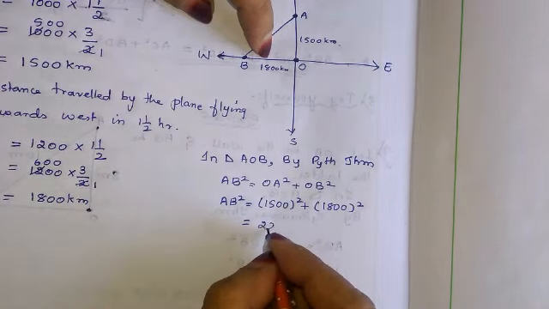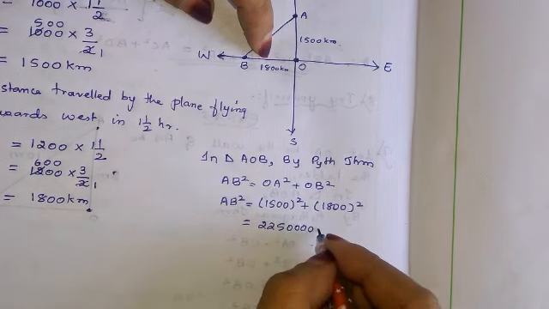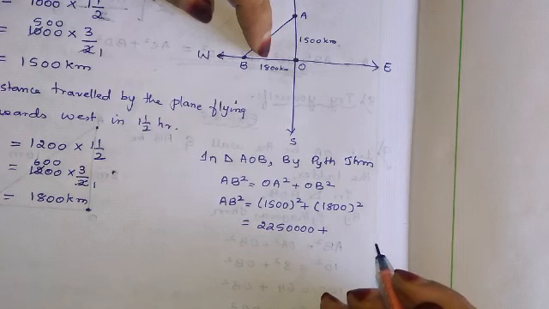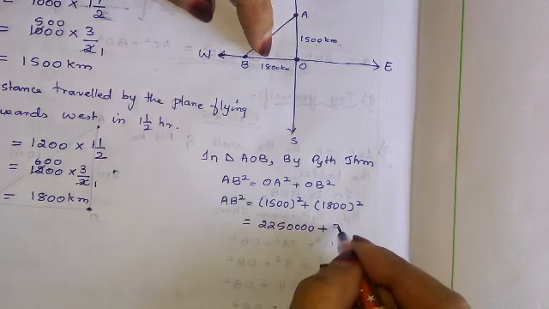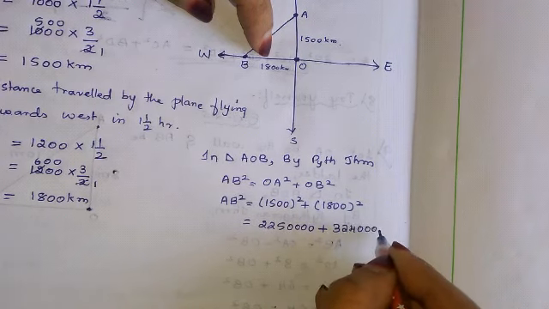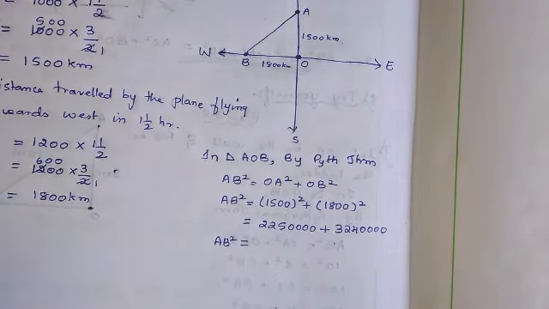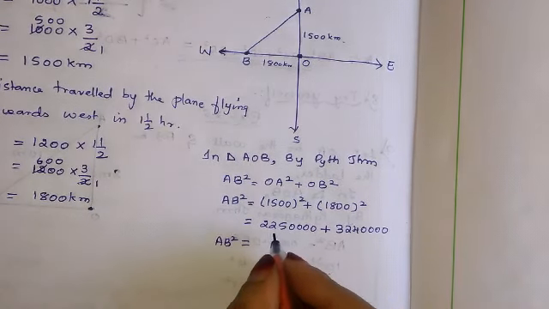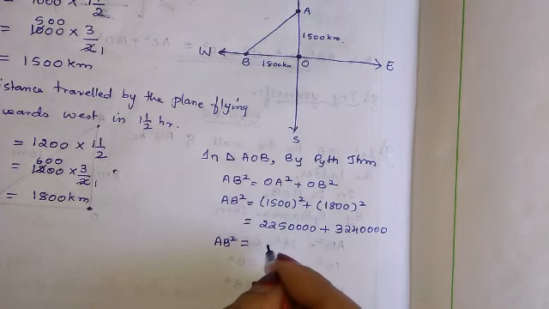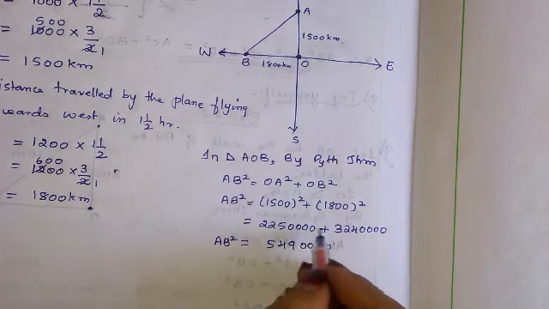15 square is 225 and double zeros are becoming 4 zeros. Okay, plus 1800 square is 324. So 18 square is 324. Double zeros I'll write. Okay. So adding this, AB square as it is, adding this, what we are going to get is 225 plus 324 is nothing but 549, 0000. Okay, this 4 zeros as it is.